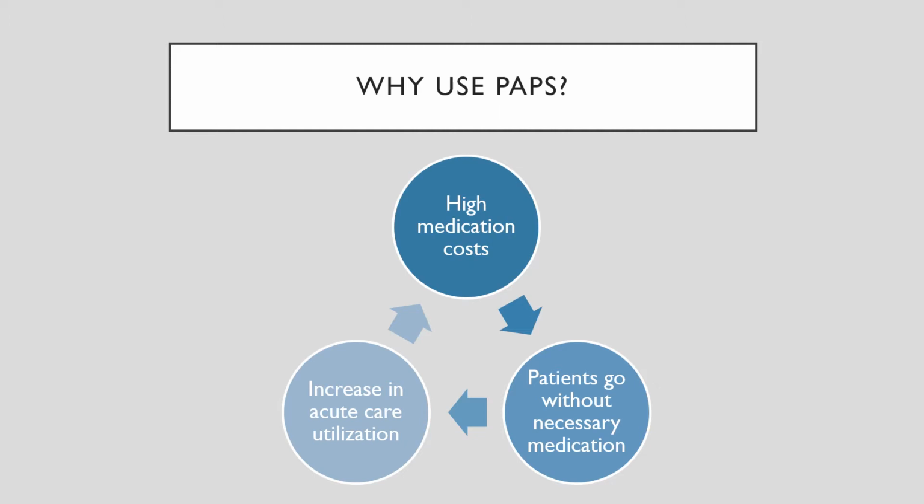If they are forced to go without certain medications, they run the risk of experiencing adverse effects from their disease states. For example, a diabetic patient may develop diabetic ketoacidosis from going without insulin, or a COPD patient may experience an exacerbation from going without an inhaler. This leads to increased acute care utilization, so more ED visits and more hospitalizations, and now these patients have to worry about a hospital bill on top of the medication cost. Fortunately, this cycle can be broken with PAPs.